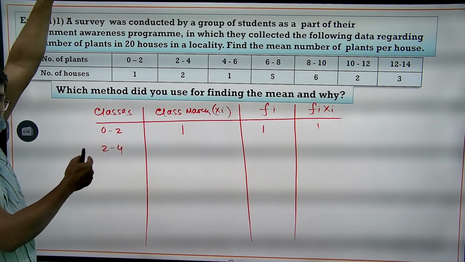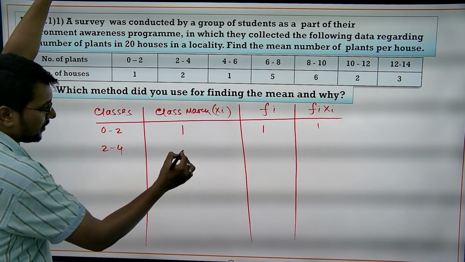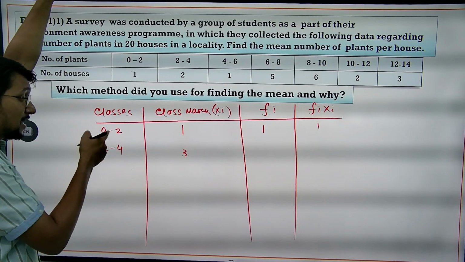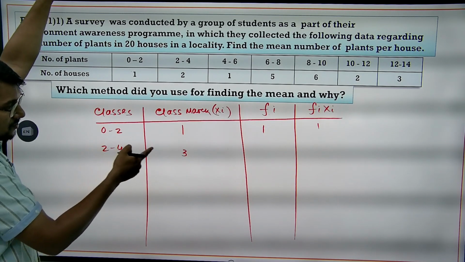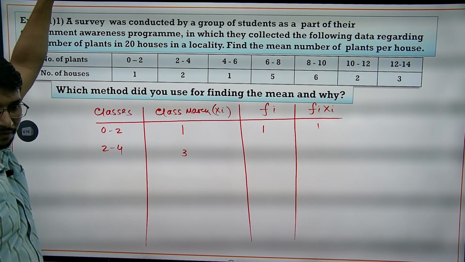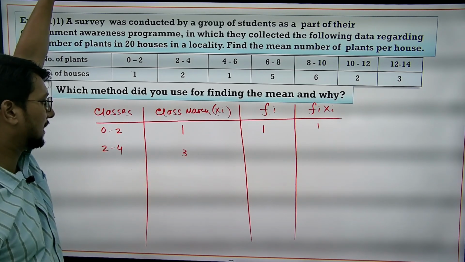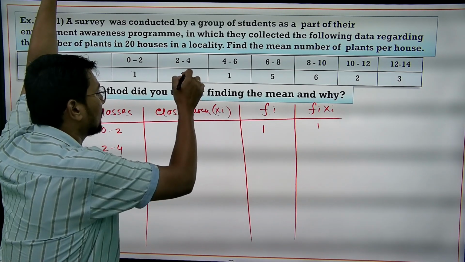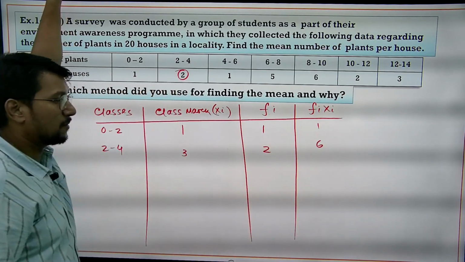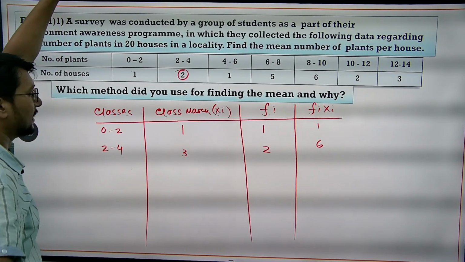4 plus 2, 6. 6 by 2, how much? 3. Also, you will get it by adding which one? Class size. What is the class size, children? 2. So for the next class, 3 plus 2, 5. Definitely, we will discuss that while writing the next class. Let us discuss right now what the frequency is. Frequency is 2. So what is fi xi? Who is unable to understand? Clear? Yes. Next, children.